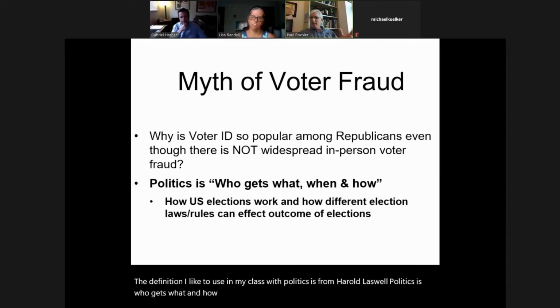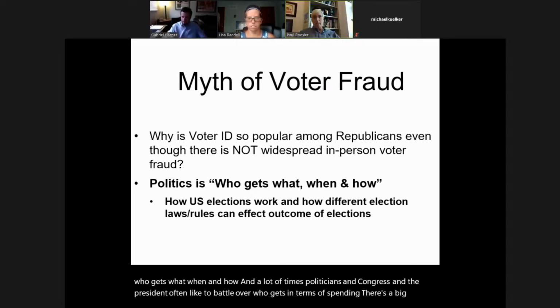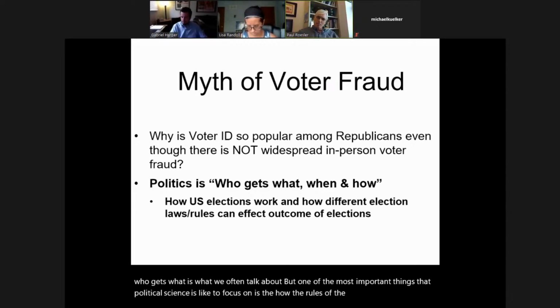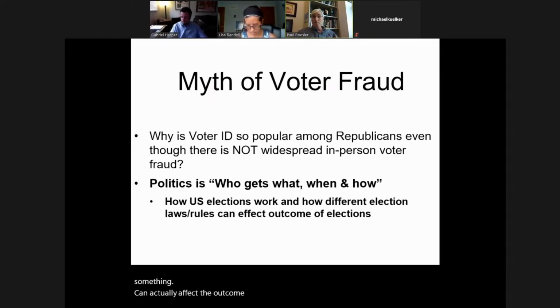And a lot of times politicians and Congress and the president often like to battle over the who gets what in terms of spending. There's a big battle to decide, are we going to have another round of COVID relief spending? So a lot of the who gets what is what we often talk about. But one of the most important things that political scientists like to focus on is the how, the rules of the game. How you do something can actually affect the outcome of an election, for example.